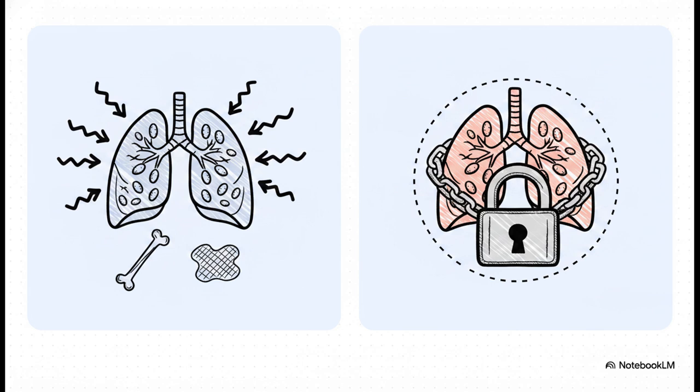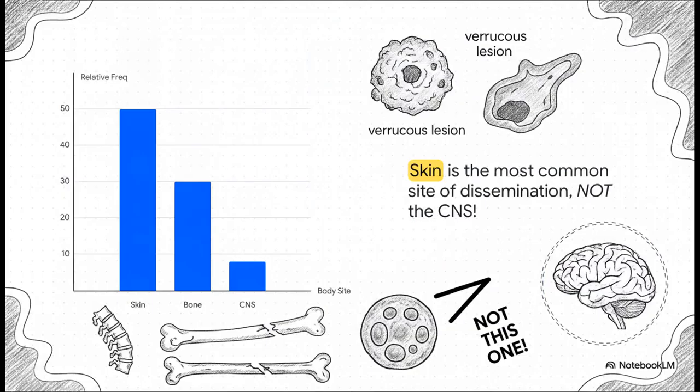Gilchristii is mostly restricted to formerly glaciated areas, and it tends to remain localized right in the lung in over 90% of cases. So when it does disseminate, where is it going? The skin is by far the most common site, often showing up as varicose lesions or ulcers that look incredibly similar to skin cancer or pyoderma gangrenosum.